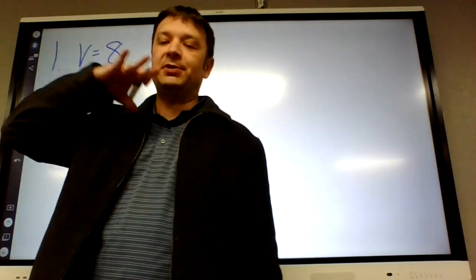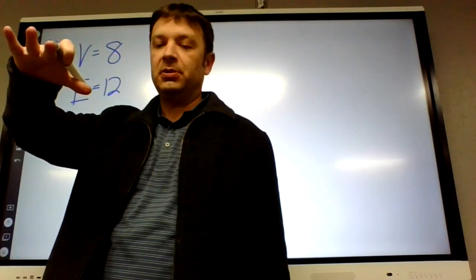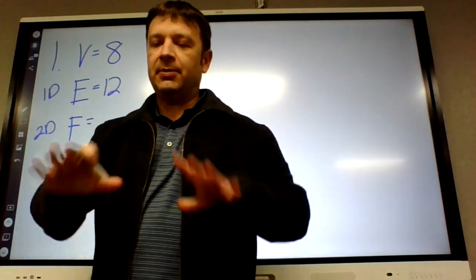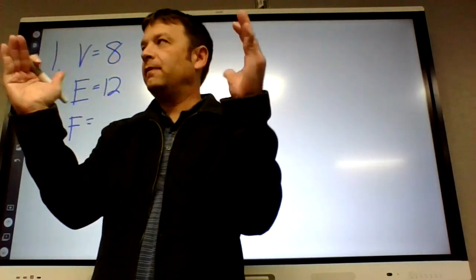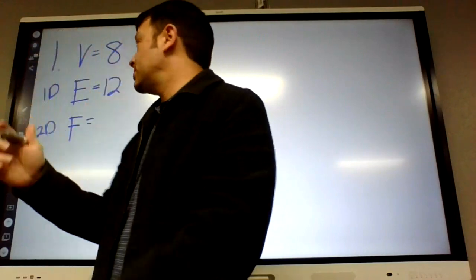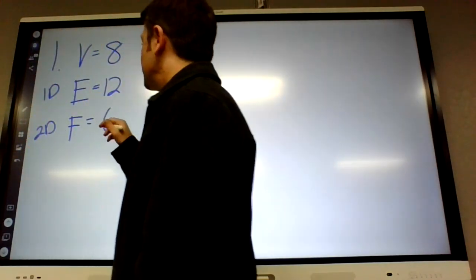Faces, so how many faces are on top of that box? 1. How many on bottom? 1. How many laterally? 4 going around the side. So 1, 1, and 4 makes 6.